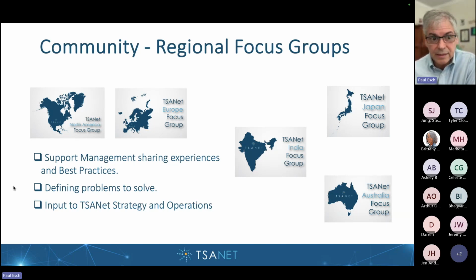As I highlighted here, this is really where support management is coming together. They're sharing their experiences and best practices. So it's a great opportunity, not only to network and ask questions, but to get some pretty concrete best practices as well. They'll define problems to solve, and again, these are very specific to the region. So what could be a challenge in Japan, for example, may not be a challenge in Europe, right? So they are tuned to what the regional focus group wants to discuss.